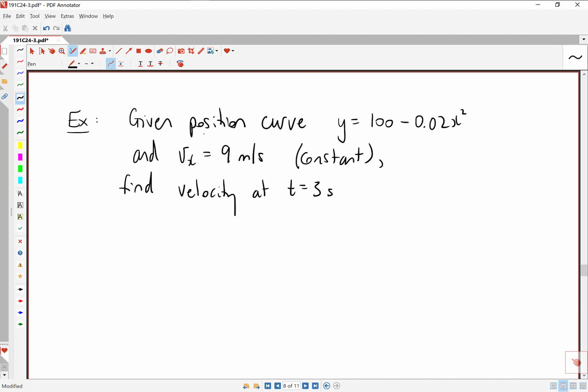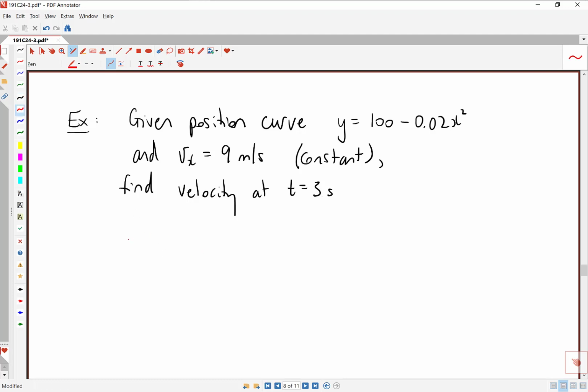So in this problem, we are given a position curve, y equals 100 minus 0.02x squared. And we're also told something about the horizontal velocity. So horizontal velocity is constant throughout the problem. It is 9 meters per second at every point in time. Based on that, we want to find the object's overall velocity at t equal 3 seconds. So that means finding both the speed and the direction.